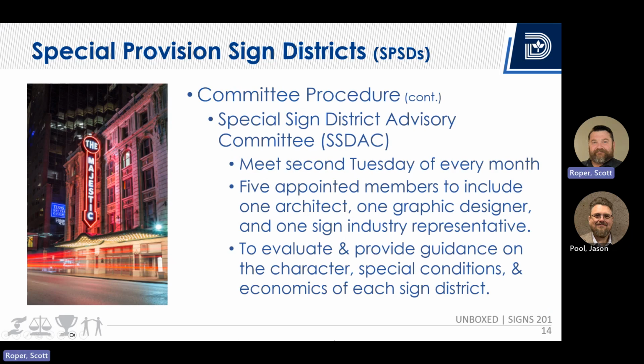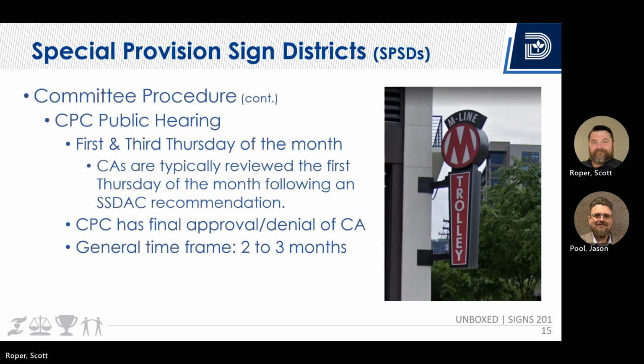Committee procedure continued. Special Sign District Advisory Committee. This is referred to as the SSDAC. This meets second Tuesday of every month. There's 5 appointed members to include 1 architect, 1 graphic designer, and 1 sign industry representative. The point of the SSDAC is to evaluate and provide guidance on the character, special conditions, and economics of each sign district.